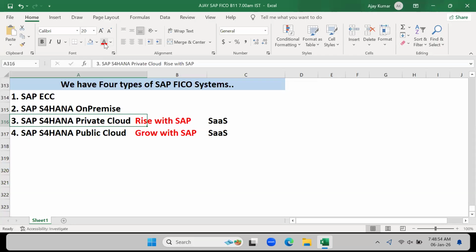Sir, one small doubt. When they talk about versions, 6 point EHP 6.7, 7.7, so all this is applicable to on-premise, private cloud, public cloud? ECC. Okay. All these are ECC.